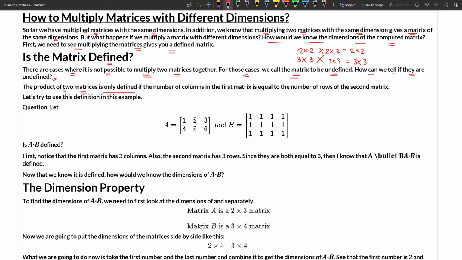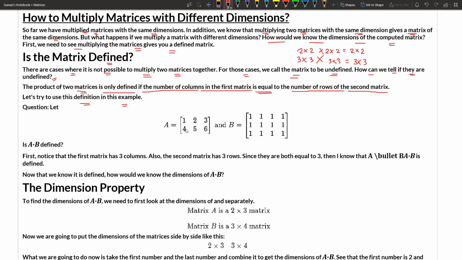The product of two matrices is only defined if the number of columns in the first matrix is equal to the number of rows of the second matrix. The number of columns in the first matrix is equal to the number of rows in the second matrix. Let's try to use this definition in this example.